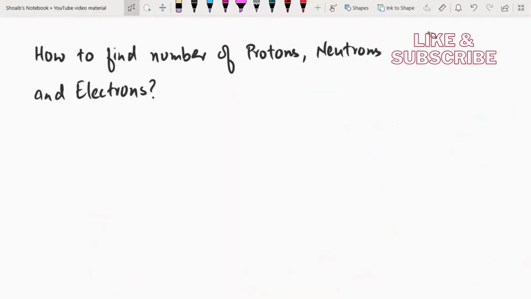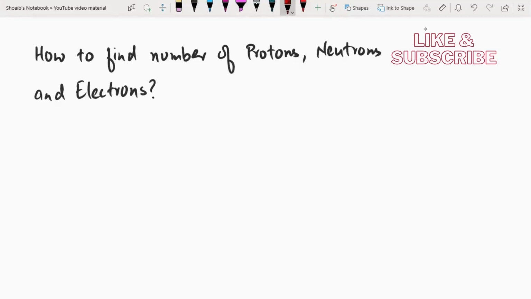Welcome back, students. As I mentioned in my previous video, we're going to discuss how we can calculate the number of protons, neutrons, and electrons, or how we can find the number of protons, neutrons, and electrons with the help of the atomic number and the mass number. So, let's start with an example.